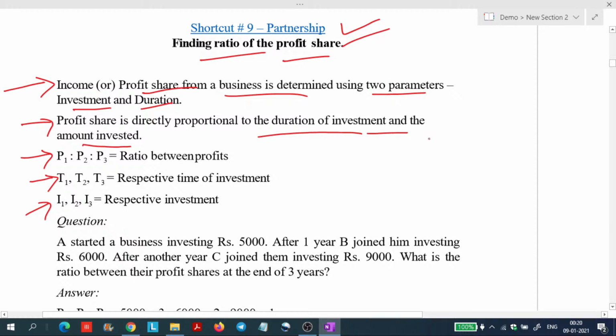So the profit share mainly depends upon the duration of investment and also the amount of investment.